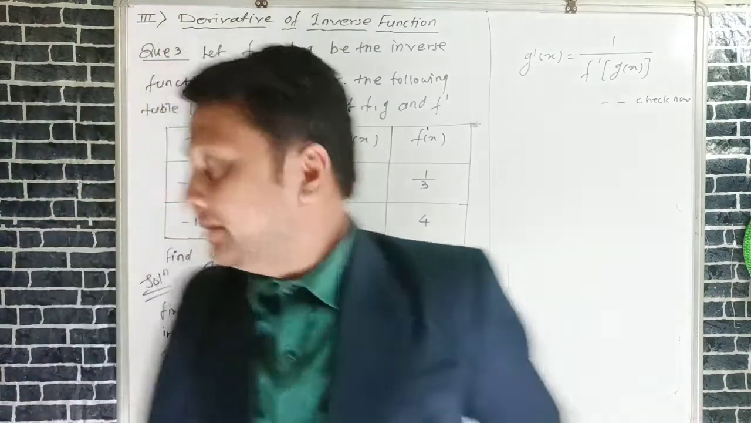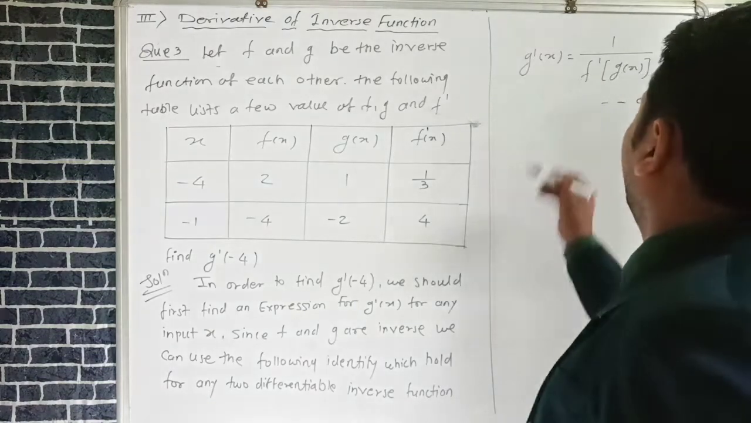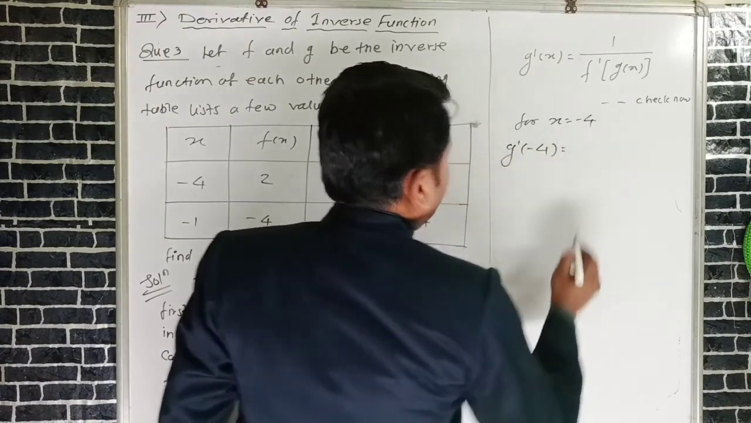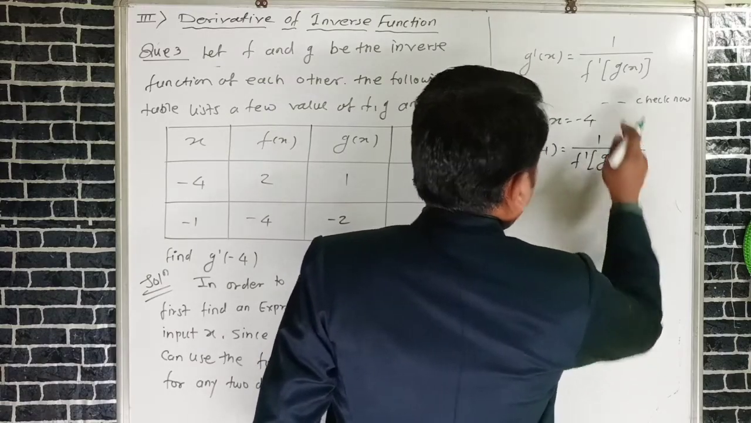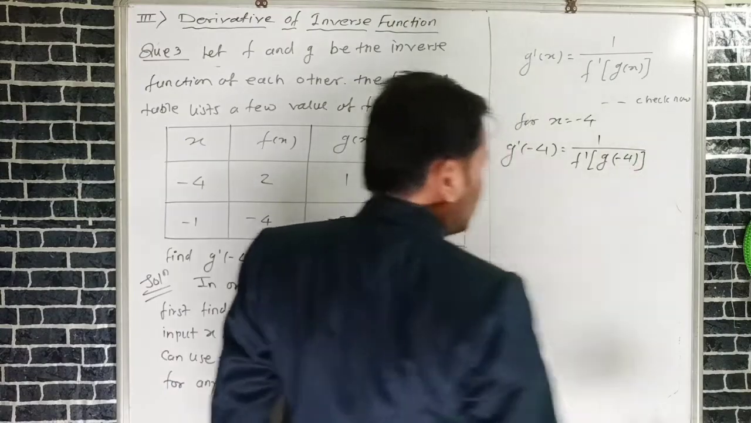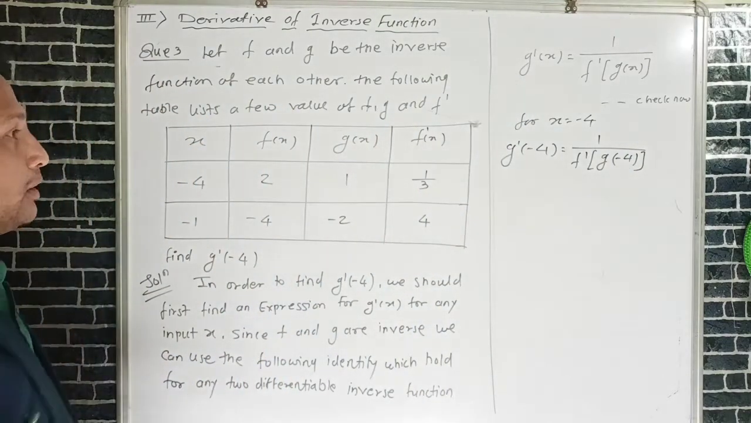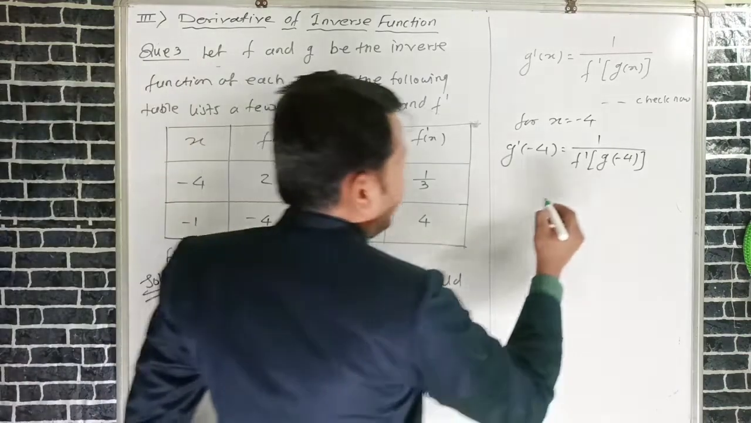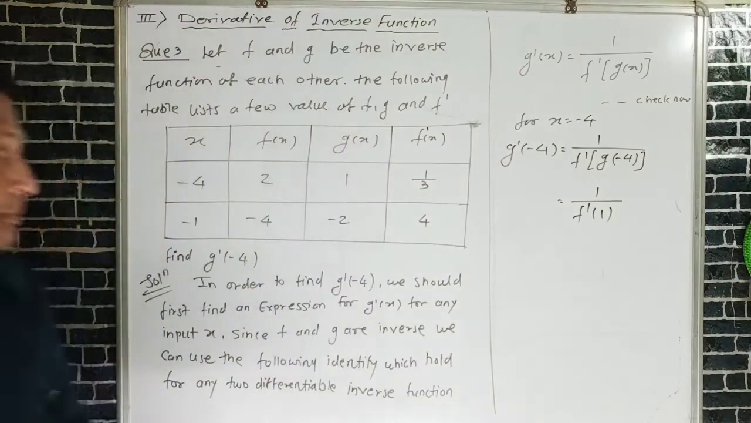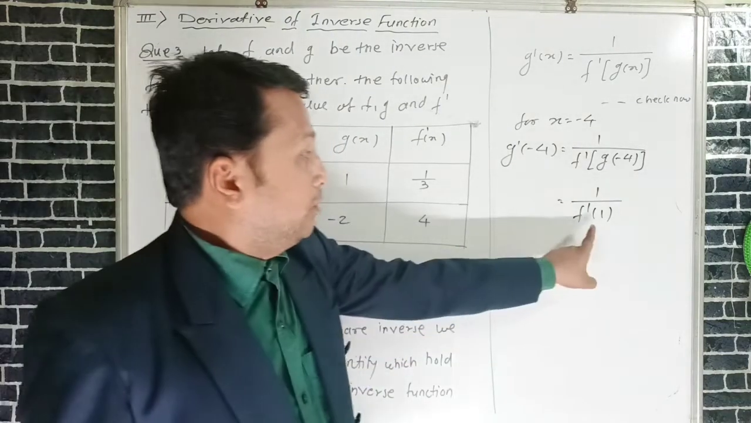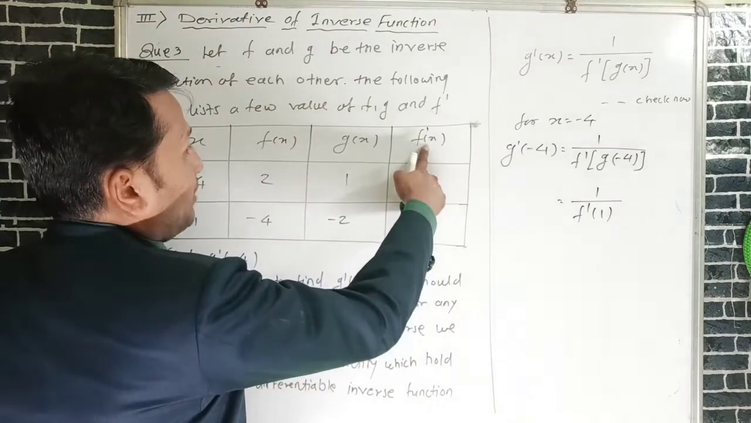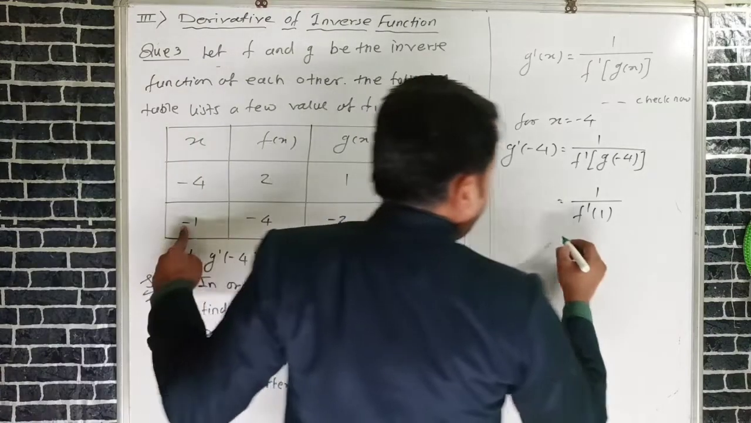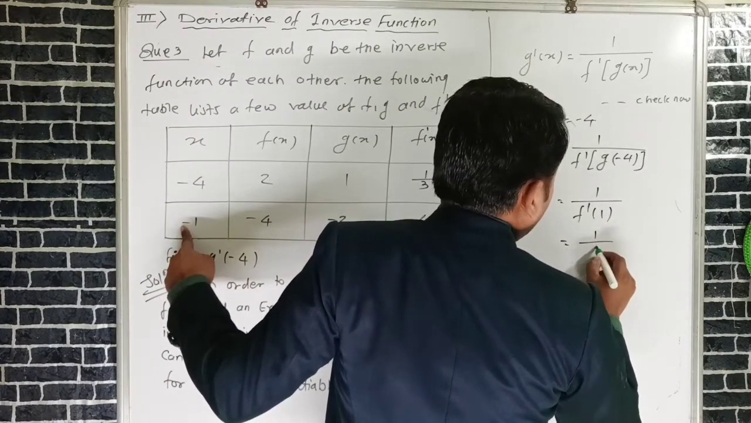Now we have to find the value of g dash of minus 4. At x equals minus 4, g dash of minus 4 is equal to 1 upon f dash of g of minus 4. We know the value of g of minus 4 from the table: if x is minus 4, then g of minus 4 is 1. Hence we can write 1 upon f dash of 1. From our table, we can also find the value of f dash: if x is minus 1, then f dash of minus 1 is 4. Hence we can write f dash of minus 1 is 4.